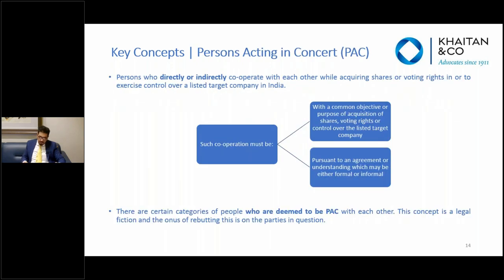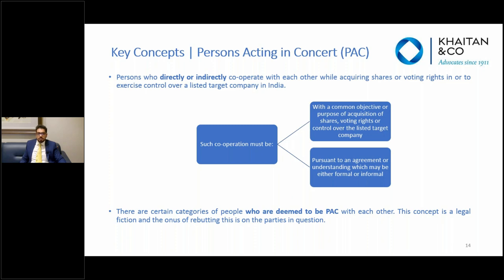I want to mention that persons acting in concert is, in one situation, where two unrelated parties come together, but they have a common objective and a meeting of minds such that they will acquire substantial rights which is beyond the threshold and control. And this could be pursuant to a written agreement or an oral agreement.